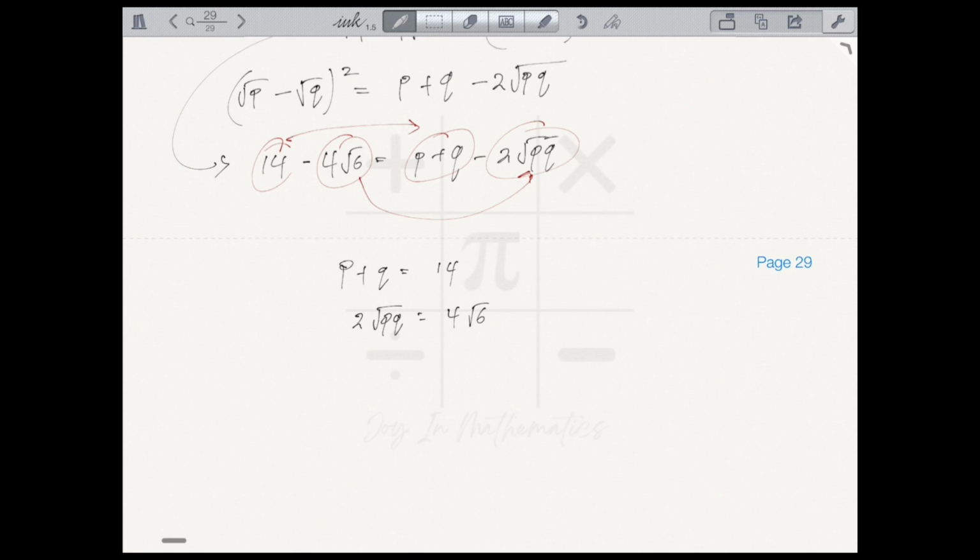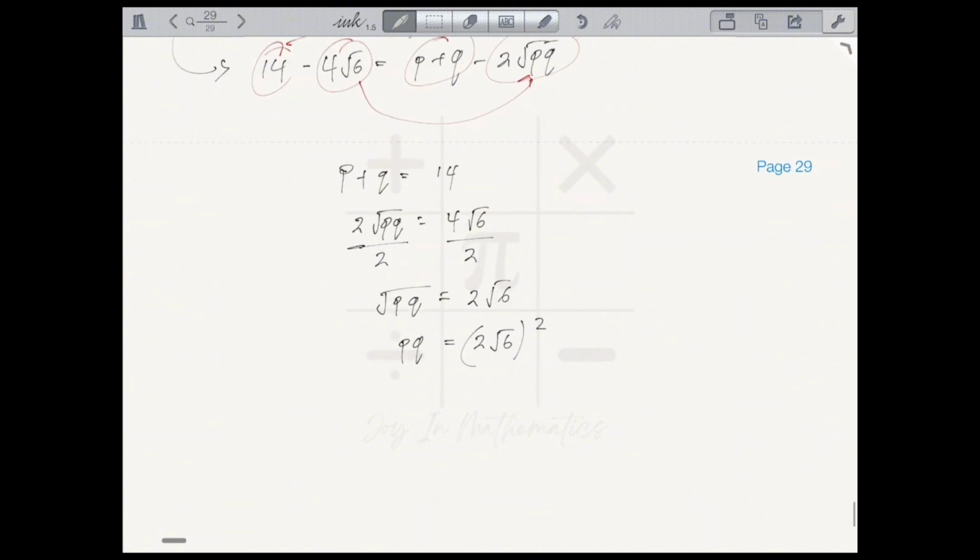Now let's express pq in terms of a whole number. If you divide both sides by 2, we find out that the square root of pq is equal to 2 root 6. And if you square both sides, we will have pq on the left hand side, and we have 2 root 6 squared on the right hand side. And 2 root 6 squared is 2 squared multiplied by 6. That is 4 times 6, which is equal to 24.